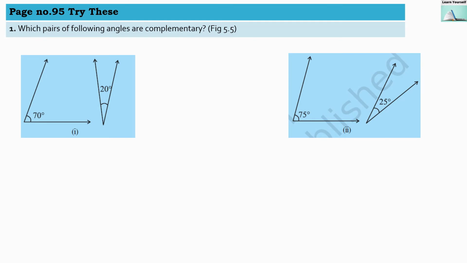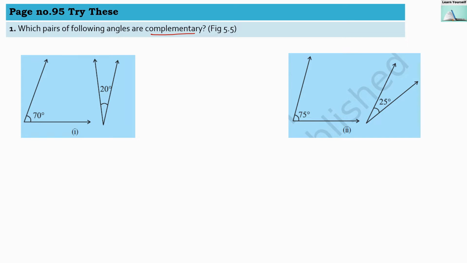Page number 95, try this sum. Which pair of following angles are complementary? So we know that when we are saying that these angles are complementary, that means the addition of these two angles should be 90-degree. Then they are said to be complementary. So we have to check whether the addition of all these angles are giving us 90-degree or not. If it is giving 90-degree, then they are complementary.